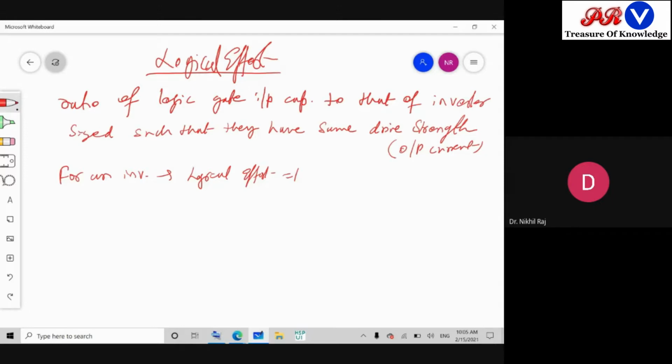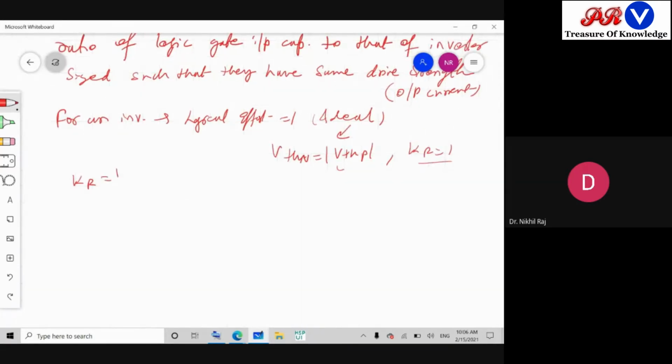And a logical effort of 1 means what? It is assuming it is an ideal inverter. And once the word ideal inverter comes, what is the thing? We should have VTH of N equal to mod of VTH of P, and another condition was that KR should be 1. This is manufacturing dependent. KR equals 1 means what? If you recall, KR was given by Kn by Kp.